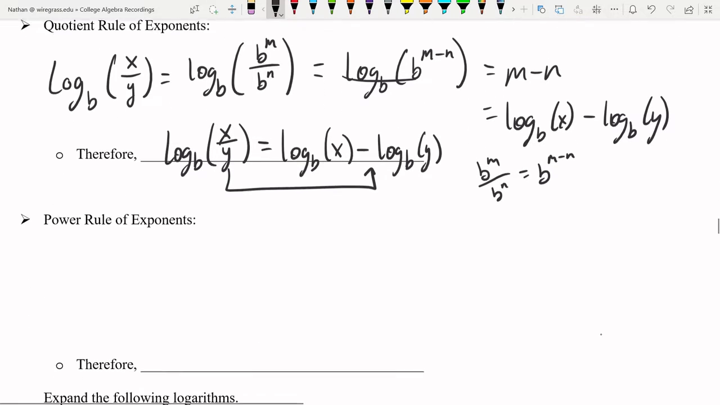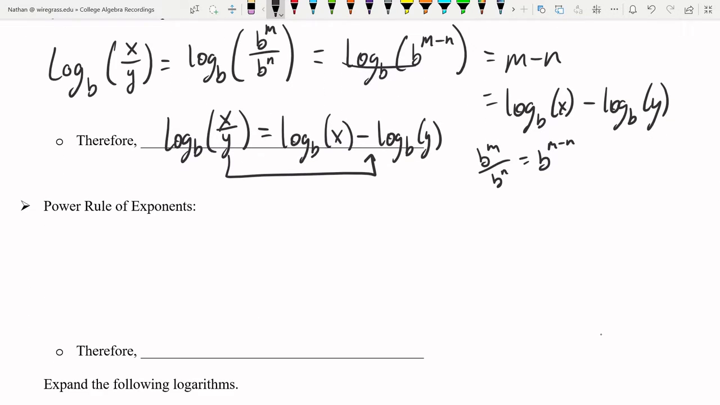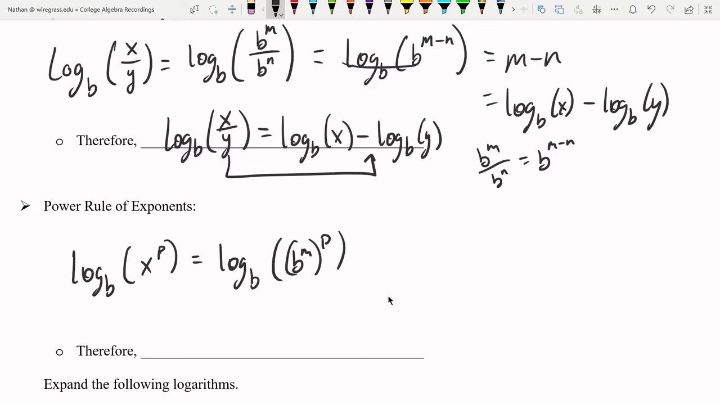Okay, finally, let's look at another rule. The power rule says log base b of something on the inside. I'm going to say x to some power p, where p is any real number power. Now, x is b to the m. We haven't changed that fact at all.